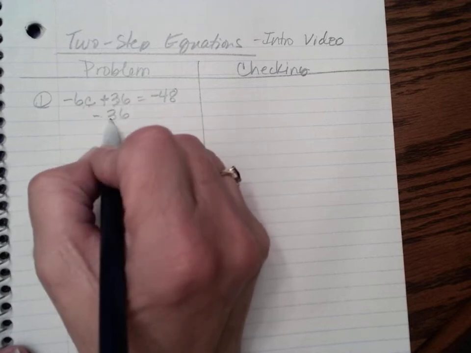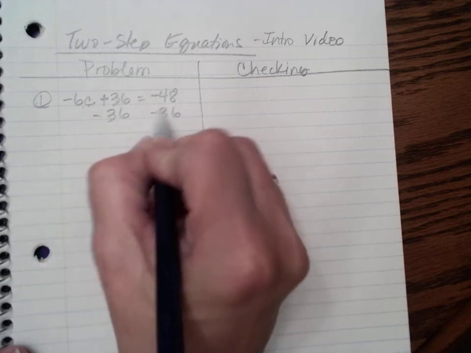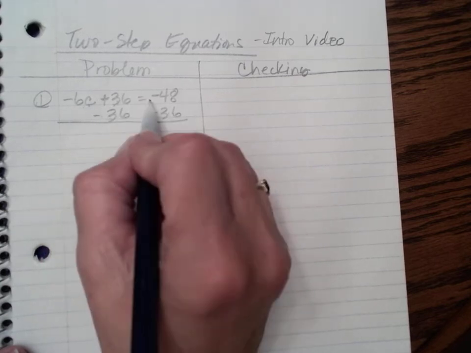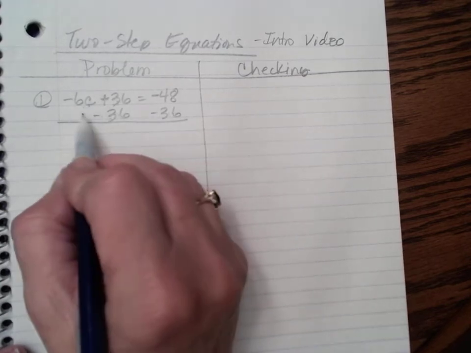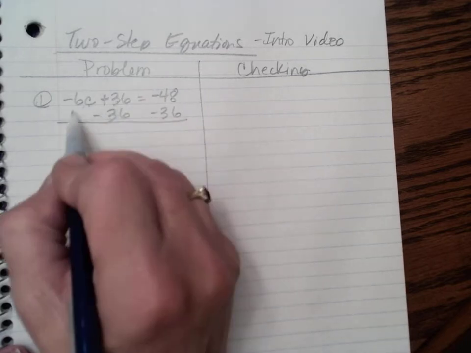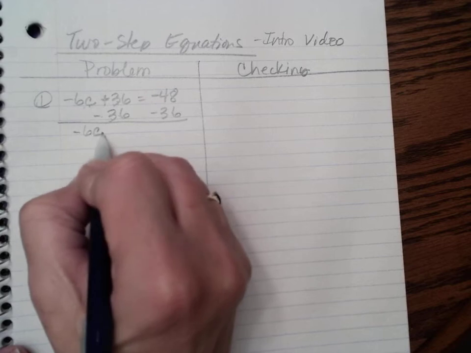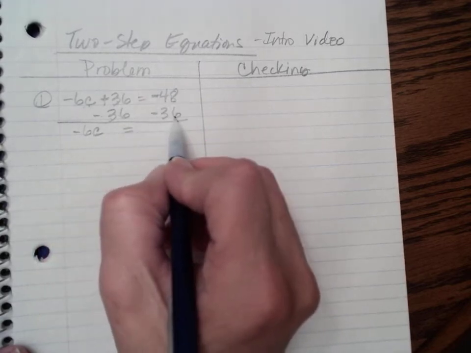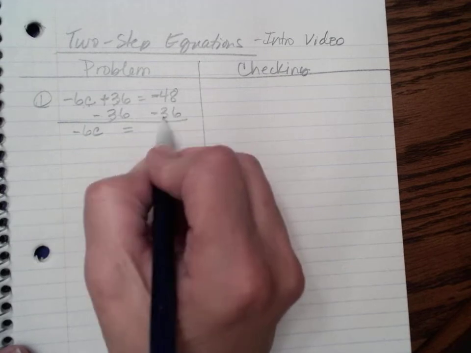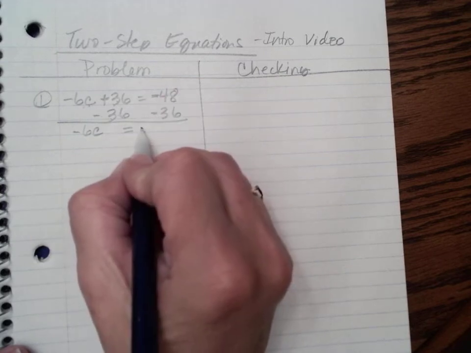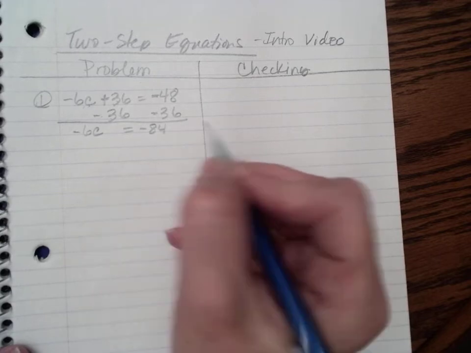You're going to do the inverse operation and subtract 36. You are subtracting from both sides of the equal sign. Don't subtract twice from the same side. So we're going to subtract 36. So we have negative 6c equals negative 48 minus 36. Negative 48 minus 36, both the same sign, so you're going to add those, and that's going to be 84.